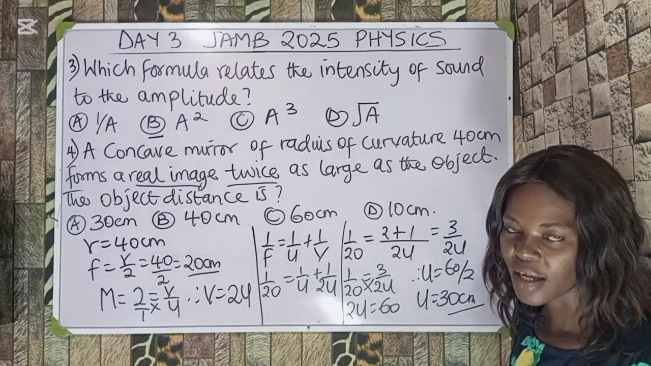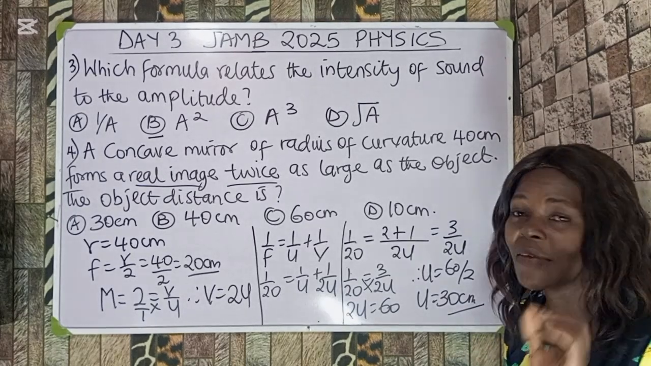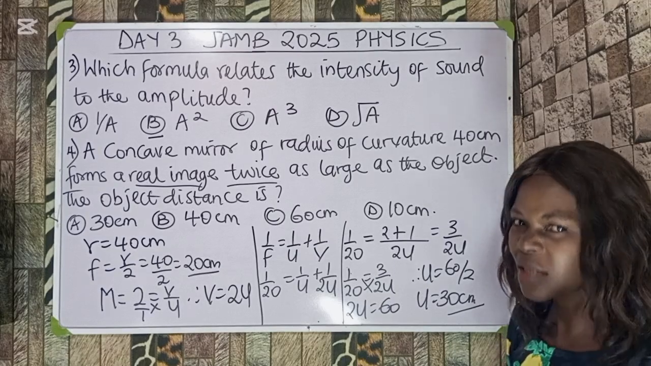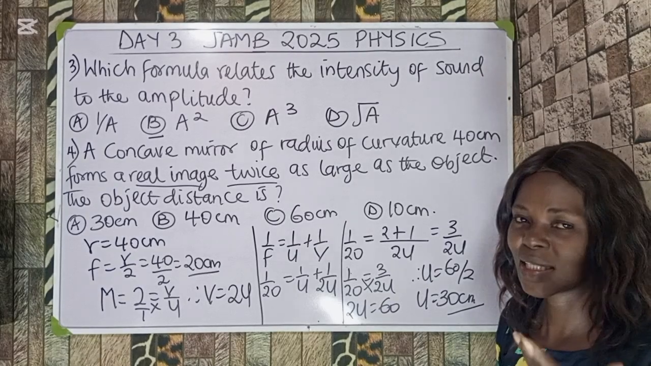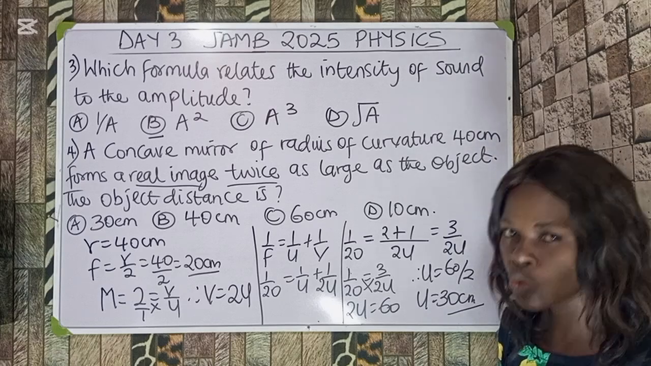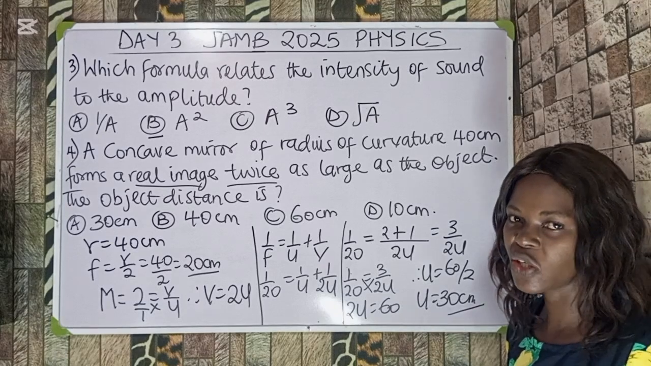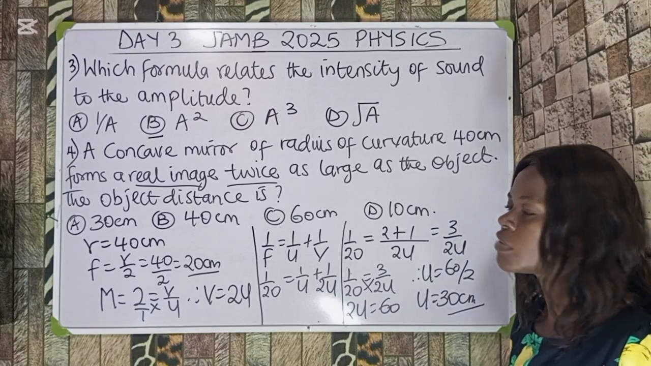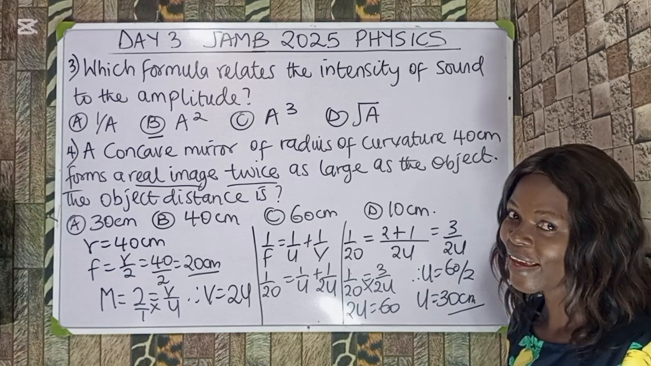Is that clear? So the only thing that is somehow tricky in this question is that they give us the magnification without telling you. So when you see a question that says forms a real image twice as large as the object, that statement alone means that the magnification is equal to 2. Do we understand? So this is how to solve this type of problem in case you see it in your exam. Okay, now from what we've gotten so far, the correct option to this question is option A.